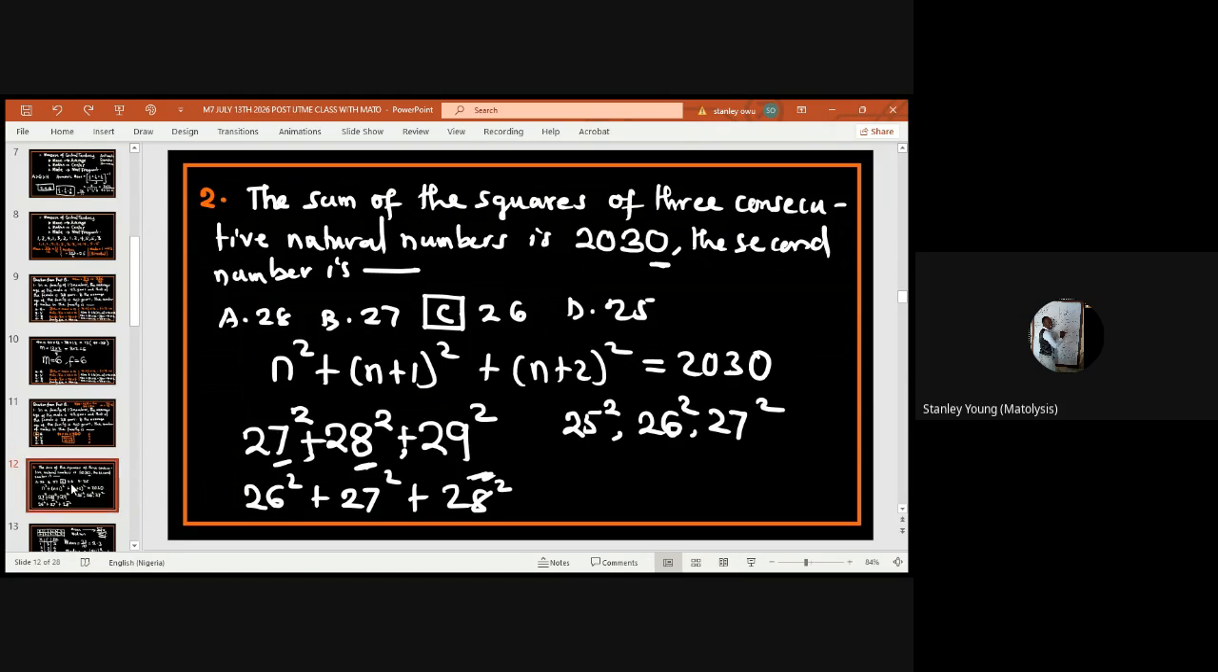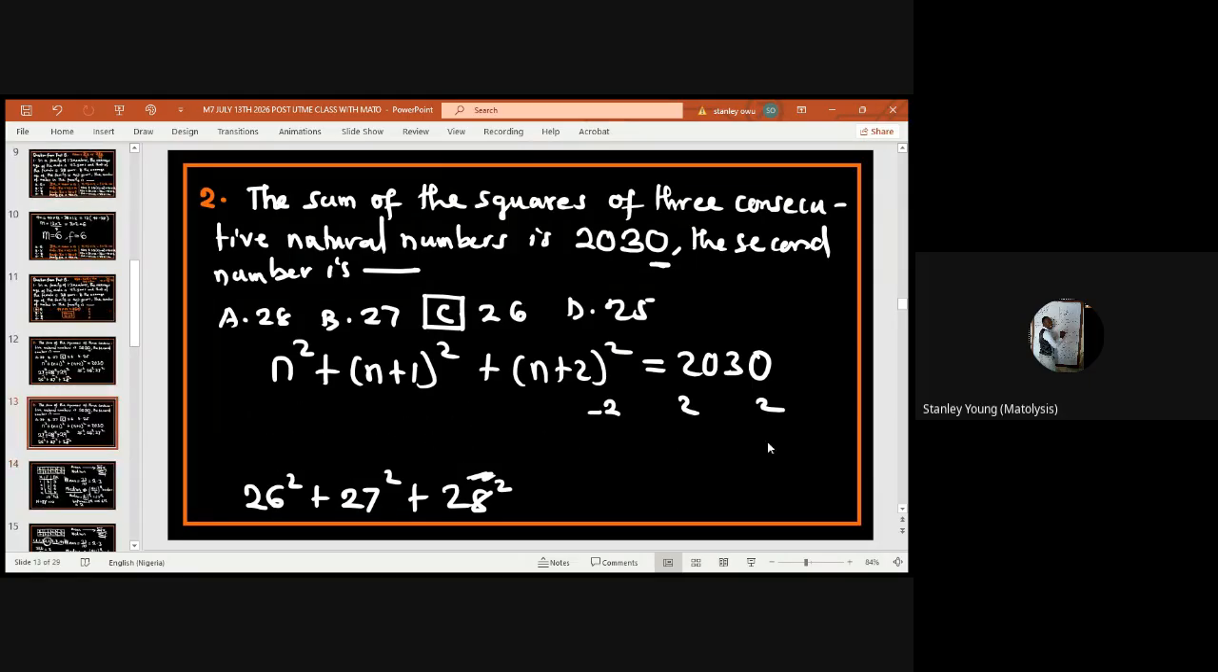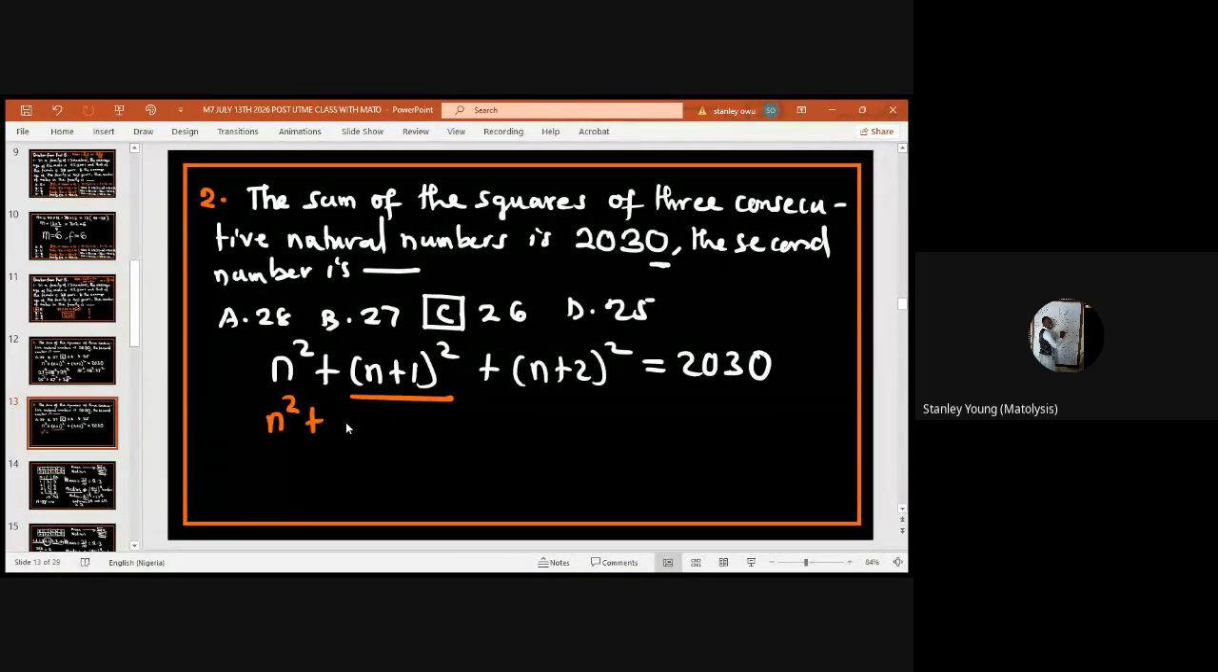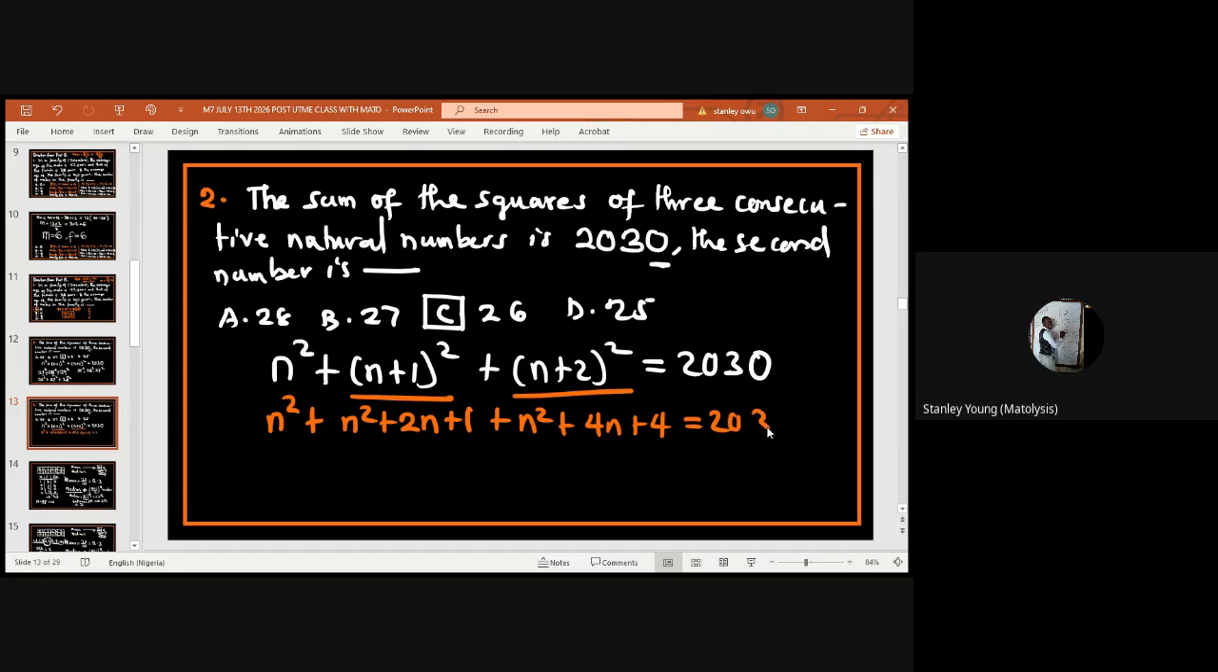Hold on. So if I try to solve this by expansion, this is what we would have had. Expanding this alone would have given us n square plus 2n plus 1. Expanding this alone would have given us n square plus what? 4n plus 4, equals 2030.